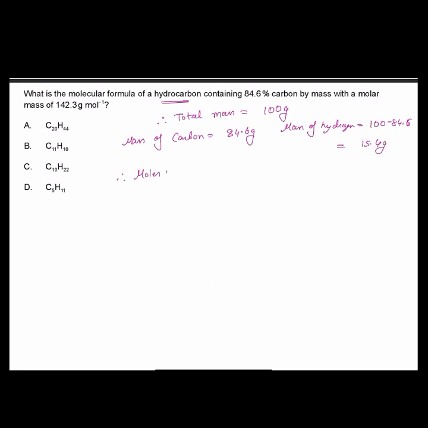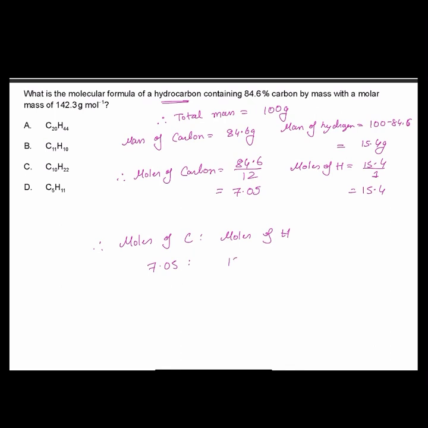Moles of carbon would be 84.6 divided by 12, which on simplification gives me 7.05, and moles of hydrogen would be 15.4 divided by 1, which is 15.4. Now we have to find the simplest whole number ratio between moles of carbon and moles of hydrogen. So moles of carbon is to moles of hydrogen.